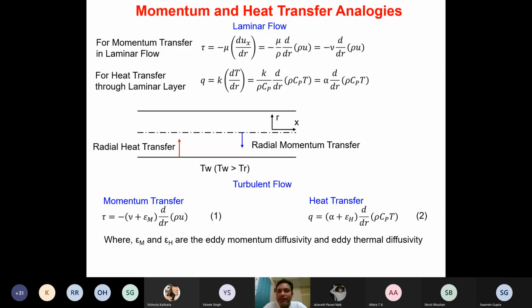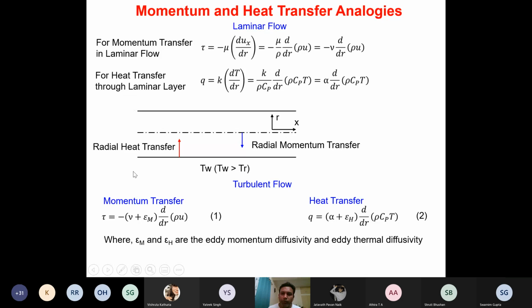Now, similar equations can be written for the case when we are looking at turbulent flow. So for a turbulent flow, in addition to the usual kinematic viscosity or thermal diffusivity, we also have an additional factor corresponding to all the eddies or the turbulence which is being created because of the flow. That is accounted through two more parameters: the momentum diffusivity, epsilon m, and the thermal diffusivity, epsilon h.